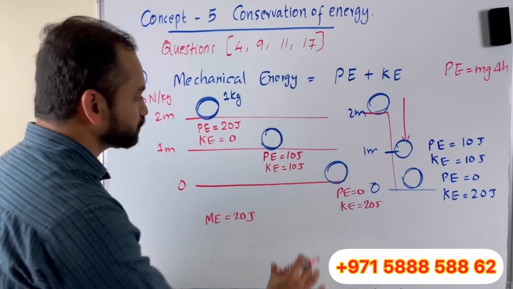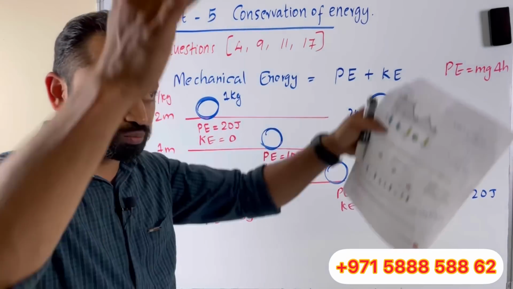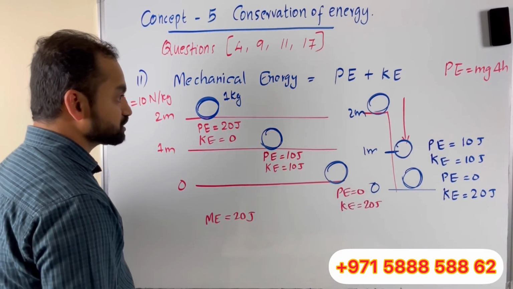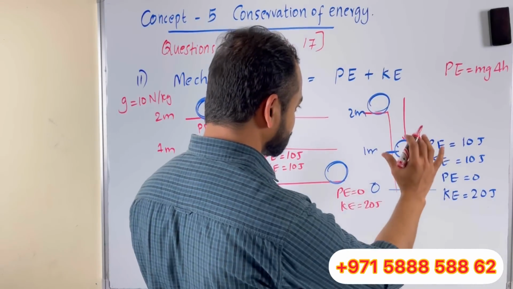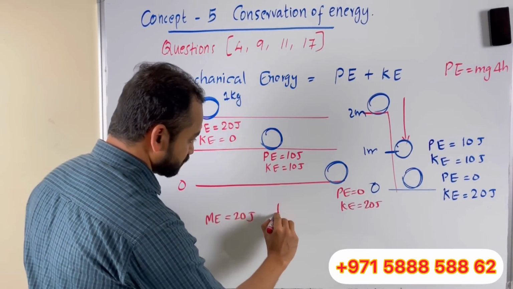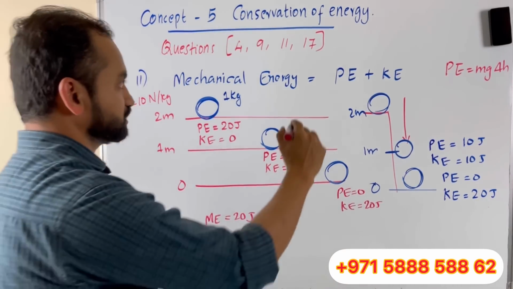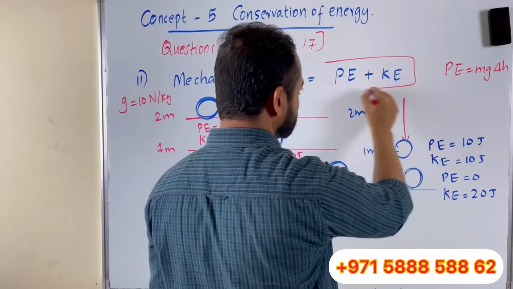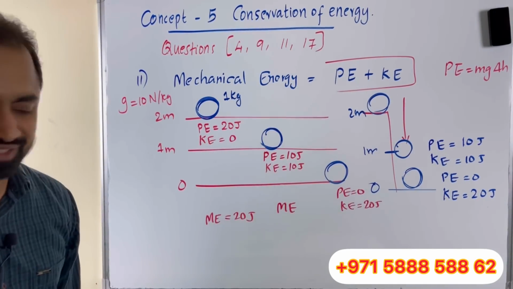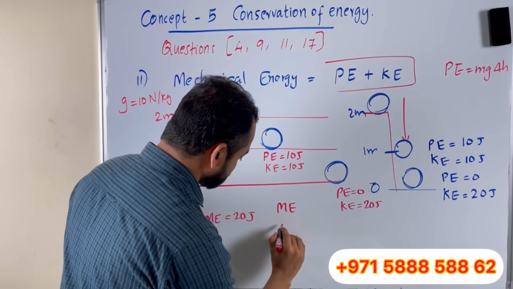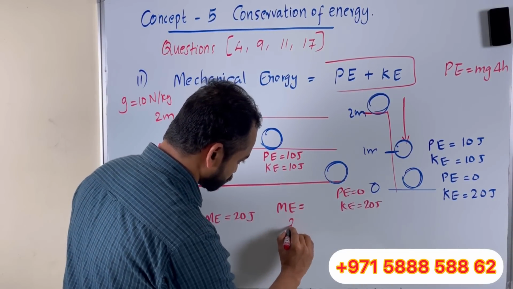When the ball reaches the midpoint while it is falling, what is its mechanical energy? The mechanical energy again is the potential energy plus kinetic energy, right? Mechanical energy is always the sum of potential energy and kinetic energy, 10 joule and 10 joule. So the mechanical energy here is also equal to 20 joule.